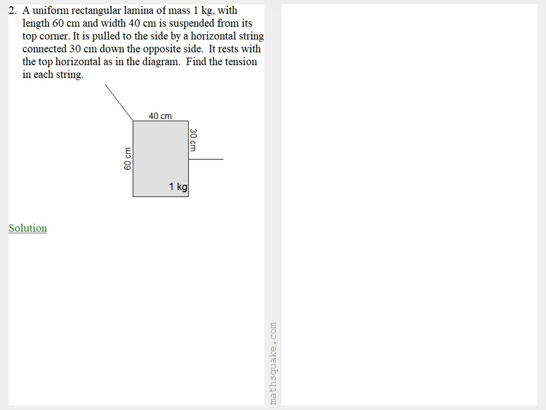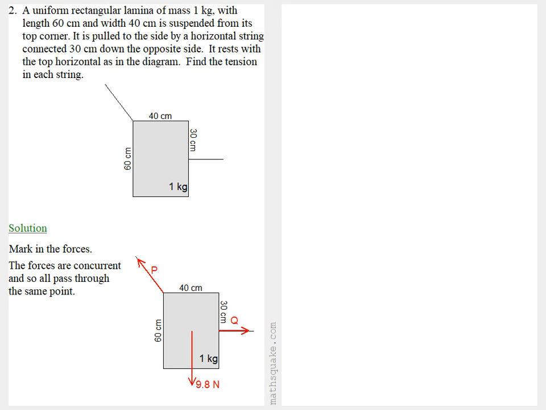Well, to solve this, the first thing we must do is draw a diagram and mark in the forces. Now the first force is the weight, that is 1g, or 9.8 newtons, acting vertically down from the centre of the rectangle. We can then draw in the force acting on the top corner and mark it P. And we can draw the horizontal force acting halfway down the side and call that Q.